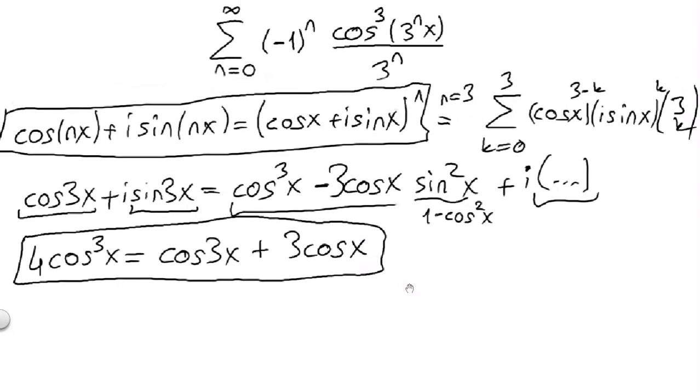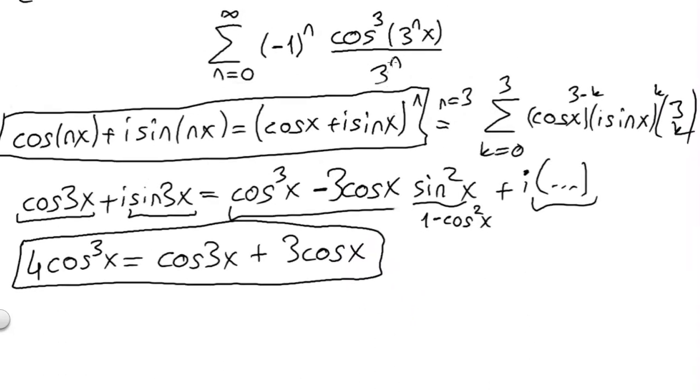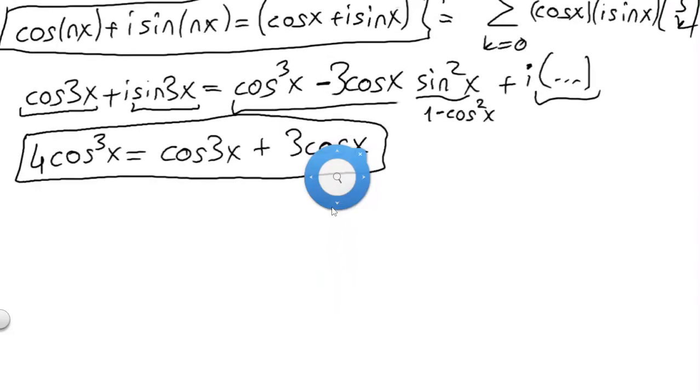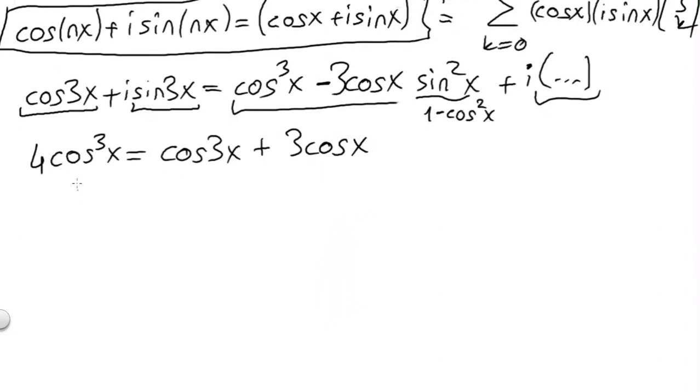So now let's look at my problem. I need cosine cube of some stuff, and this is just like I found it for x, but I need it for 3x, 9x. So let's write some of them and see if we can find something nice. So I know this thing. I can actually just remove the parentheses.